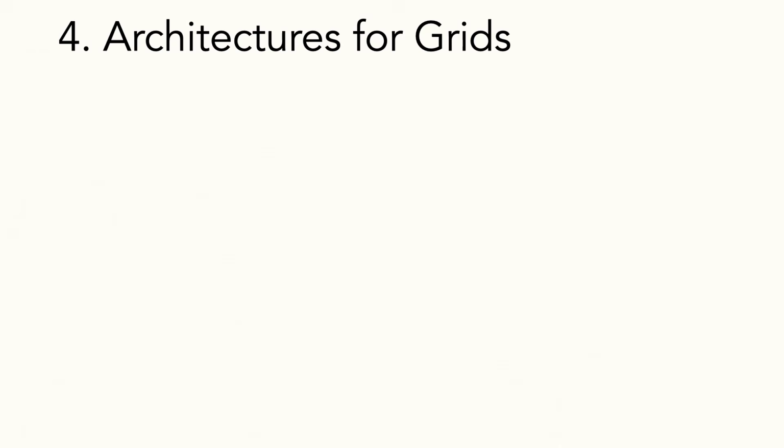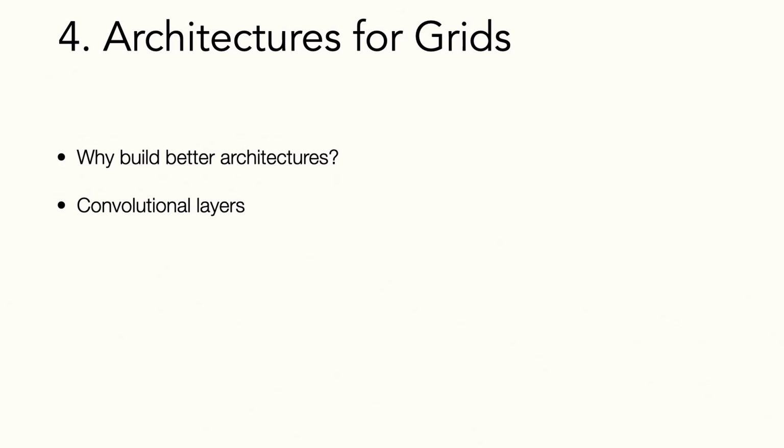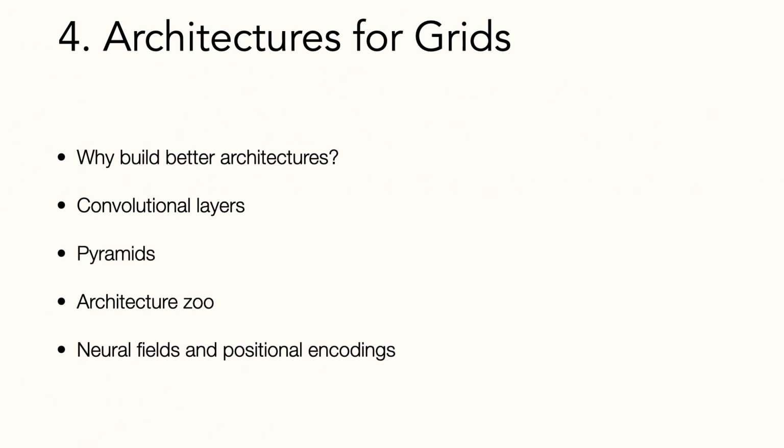So today we talked about building better architectures and why. We talked about convolutional layers, pyramids, and receptive fields. We went through, at a very high level, some of these different ideas that built out different types of architectures. And then we talked about neural fields and positional encodings, though we'll talk a lot more about positional encodings in the transformers lecture. Any final questions?